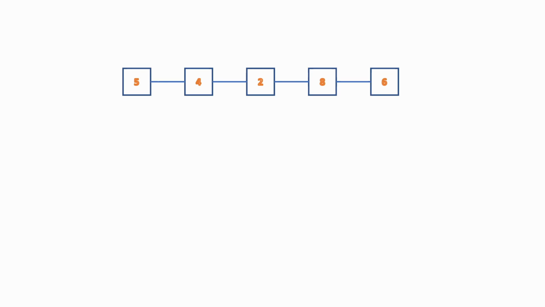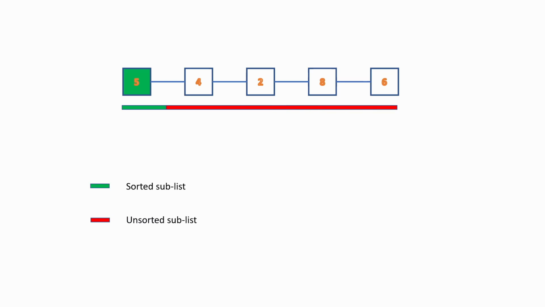Assuming that we have a list of integer numbers like this, the algorithm virtually divides the input list into two parts. The first part is a sorted sublist, which is built up from left to right at the front of the list. And the second part is the unsorted sublist, which contains the rest of the list. Initially, the sorted sublist contains the first element in the list, while the unsorted sublist contains the rest.